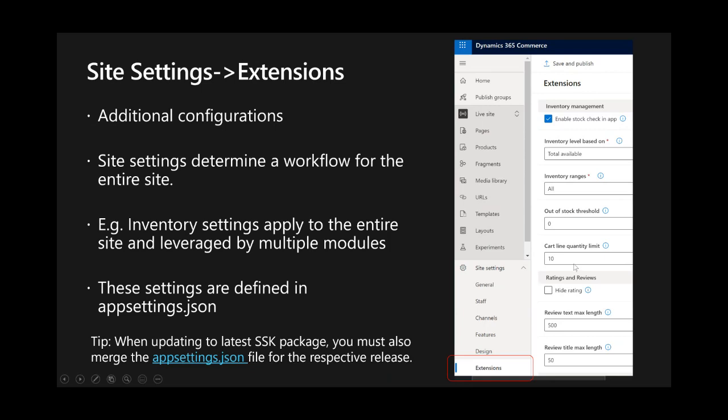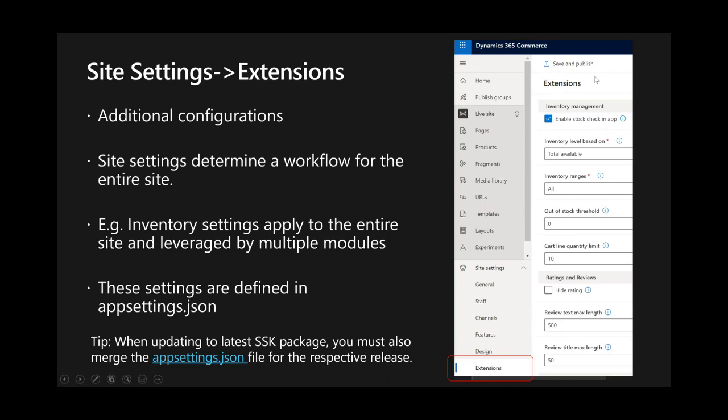So when you go to Site Builder and you go under Site Settings extensions, you will see a variety of properties that are available here. So these are additional configurations that your modules can use. And the way they are different from a module property is that site settings determine a workflow for the entire site. For example, inventory settings.